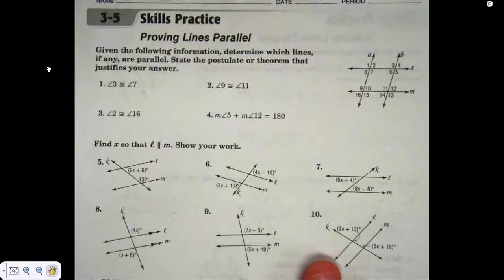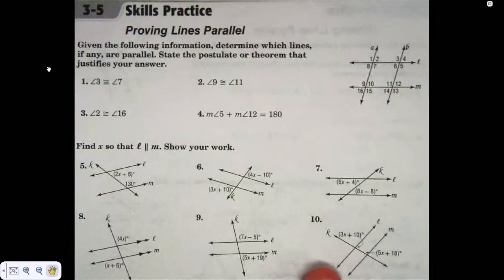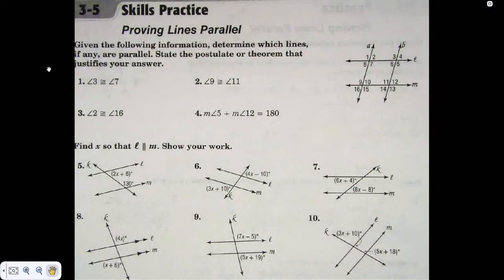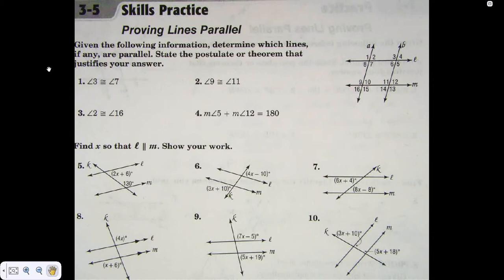Well, let's look at this first bunch right here. It says, given the following information, determine which lines, if any, are parallel. State the postulate or theorem that justifies it. Okay, they want to say, hey, if I told you this, would this mean that these were parallel, and so on and so on? Well, anybody have any guesses? What's the first one?